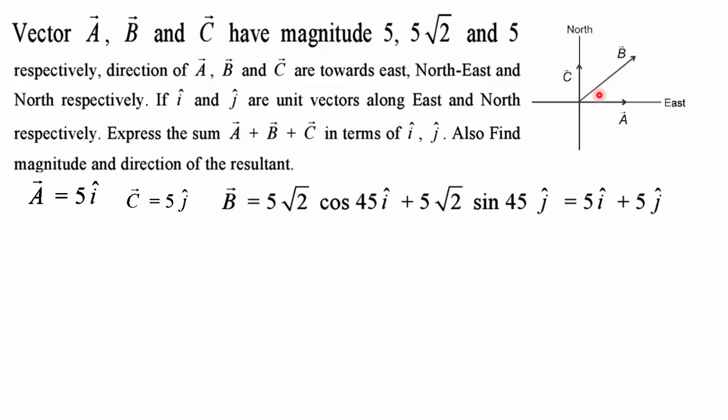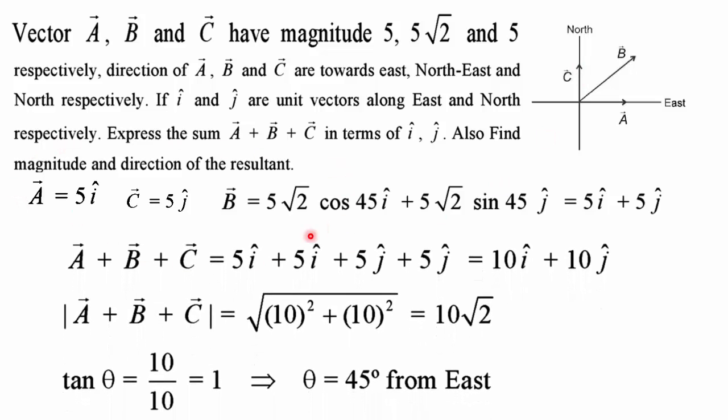Theta here is 45 degrees. So 5 root 2 cos 45 i cap, this is the value of vx which I have shown along i cap. Because theta is also 45, I can write 5 root 2 sin 45 j. So b is resolved into 5i plus 5j, and the c vector is in the y direction, so it is 5j. If I take the sum a plus b plus c, I get 10i plus 10j, and the magnitude of a plus b plus c is the square root of 10 square plus 10 square, which is 10 root 2.